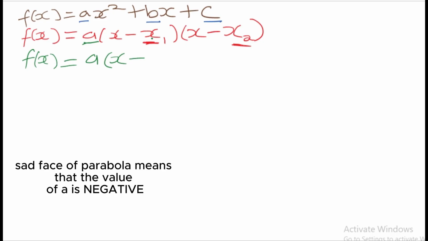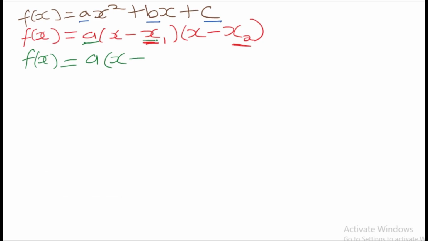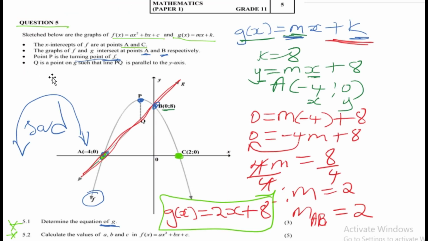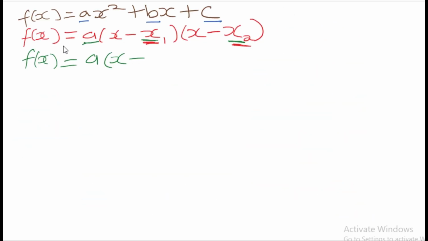And then we have got the x-intercepts, the two x-intercepts. So let us go back to the function and check them out. Here the x-intercept is negative 4. This side, the x-intercept is 2. So we have got negative 4, we have got 2.